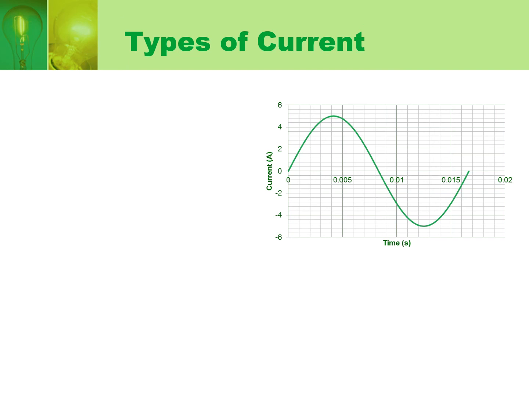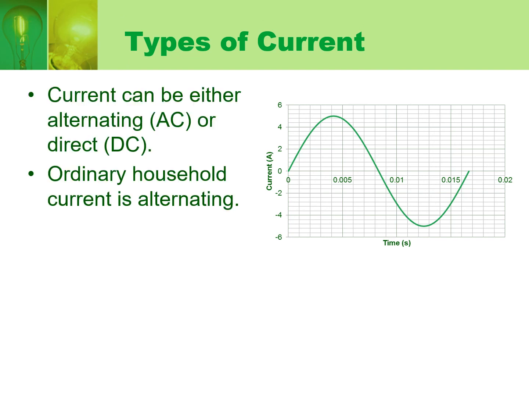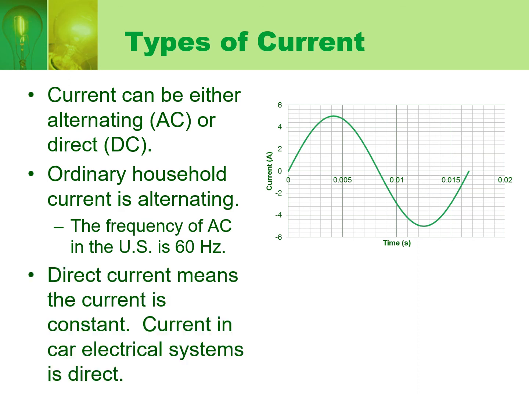Current can be either alternating or direct. Alternating current, like ordinary household current, means that the direction of the current is changing back and forth. In the US, it changes back and forth 60 times per second, or 60 hertz. Direct current means that the current is going in one direction constantly. The current in a car's electrical system is usually direct current.